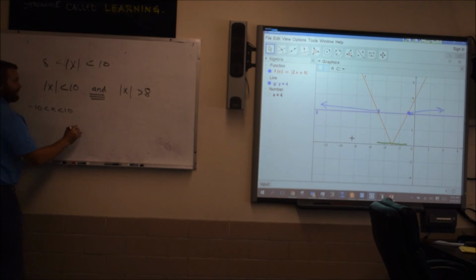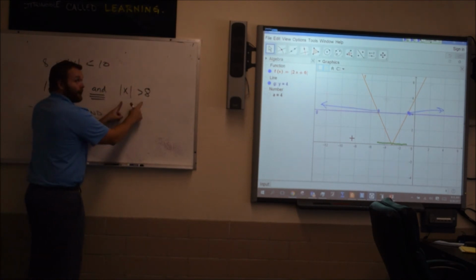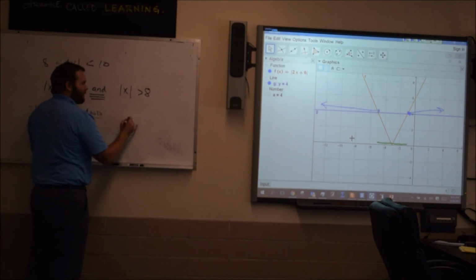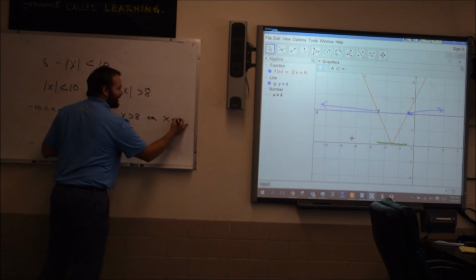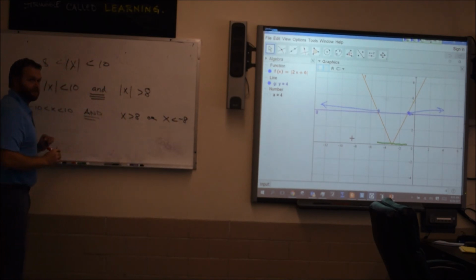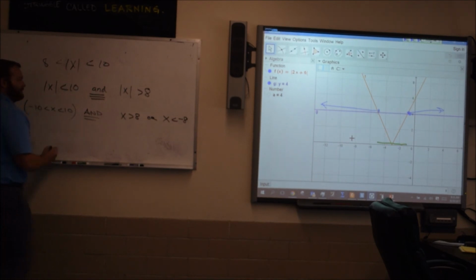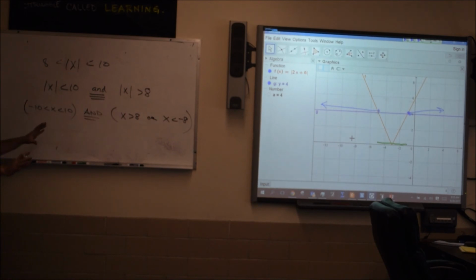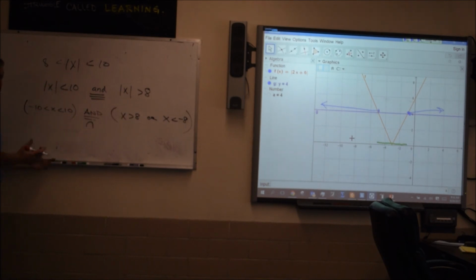Right? Now, and, that takes precedence. You got greater than. Doesn't greater than become x is greater than 8 or x is less than negative 8? That make sense to everybody? Okay. So what we're going to do is look at graphing that and graphing that. We're going to do it all together, but then we're going to look at this and that, meaning intersection, meaning where they overlap.